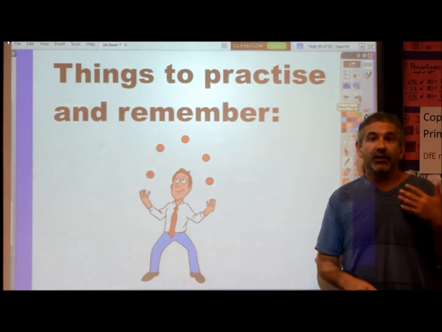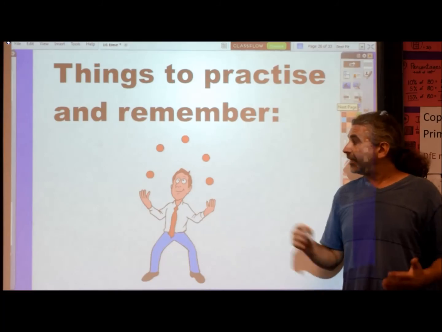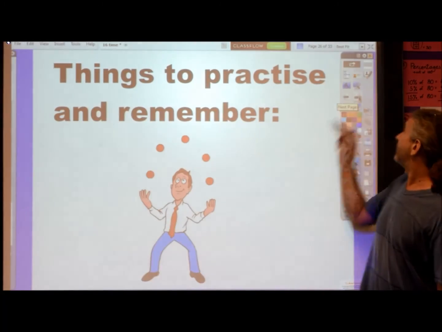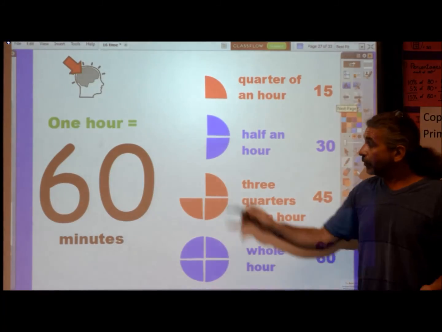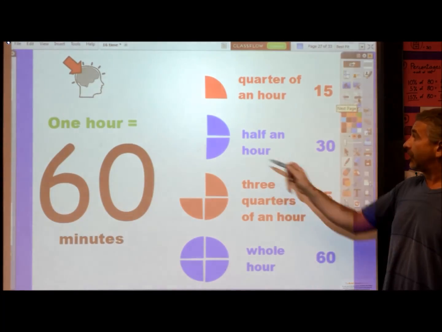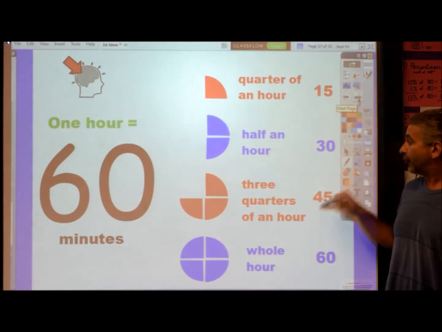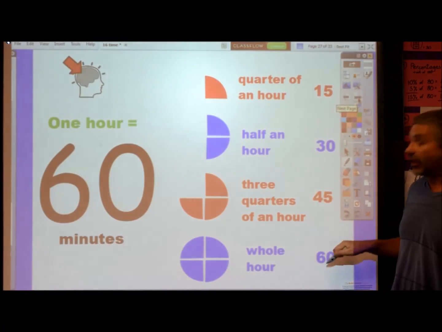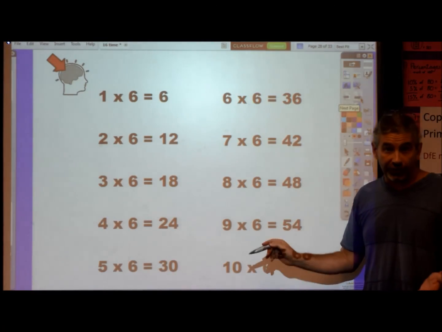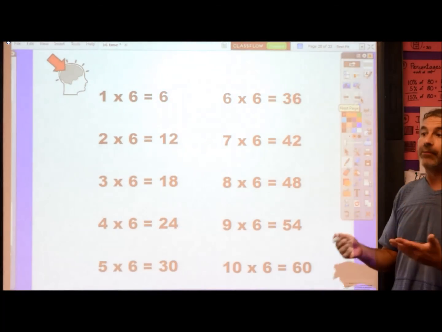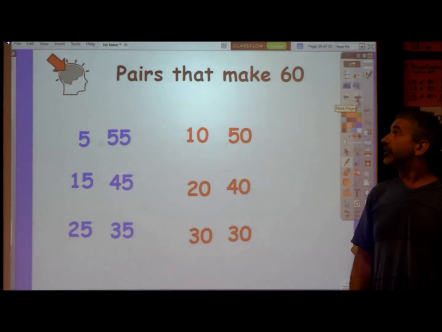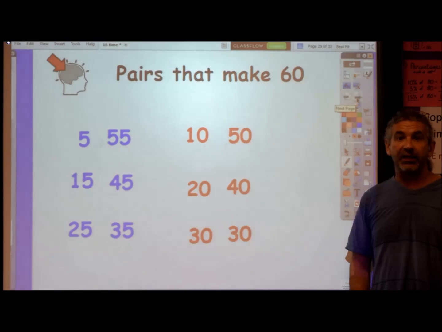Now, there's a lot in there, and these are the things, if you want to become good at time, that you'll have to practice and remember. Firstly, that 1 hour is 60 minutes, a quarter of an hour is 15 minutes, half an hour 30 minutes, 3/4 of an hour 45 minutes, and a whole hour 60 minutes. You'll have to know your 6 times table to work out how many minutes are in an amount of hours. And finally, you will need to know the pairs that make 60.